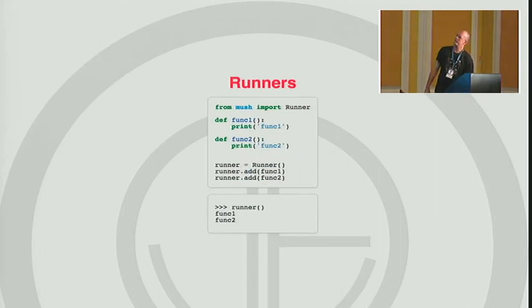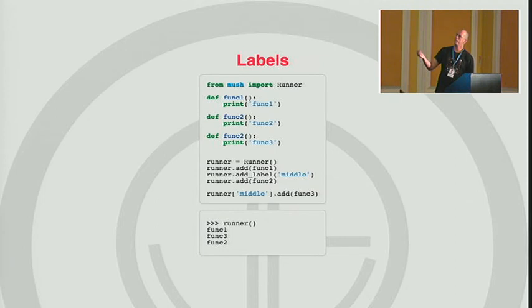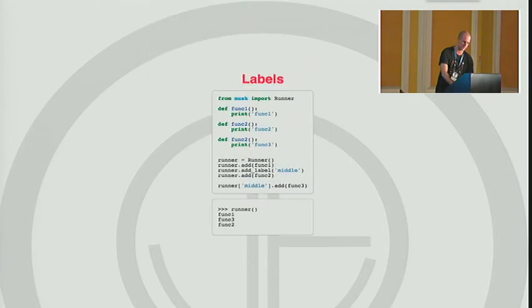So we've got our two functions there. We add them to the runner. When you call the runner, it just calls the two functions. There's no magic. Where things start getting interesting, on a runner you can add a label. So here we've made a runner and we've put this label called middle in, and then at a later date we can add another function into it. So now we've changed the order of calling these functions and added something in, but still the runner is just the same to use. So we call it function 1, function 3, function 2.